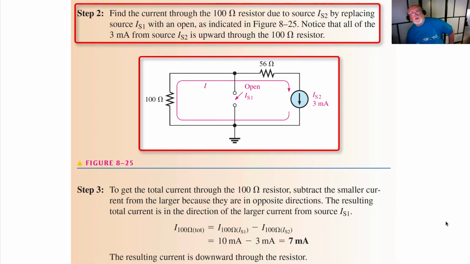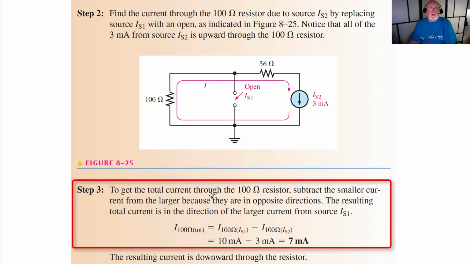So we find the current through the 100 ohm resistor now due to source 2 by replacing source 1 with an open. Notice that all of the 3 milliamps from source 2 is upward through the 100 ohm resistor. So again, because we have opposing currents.